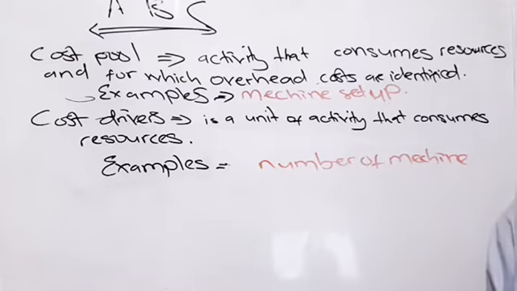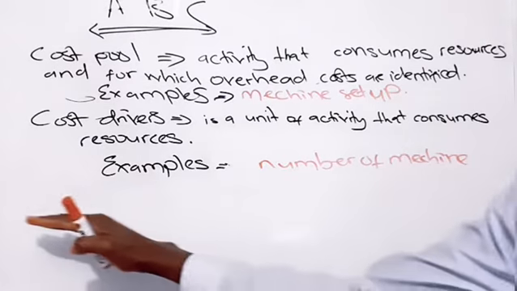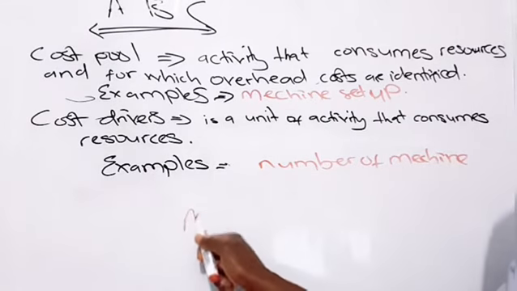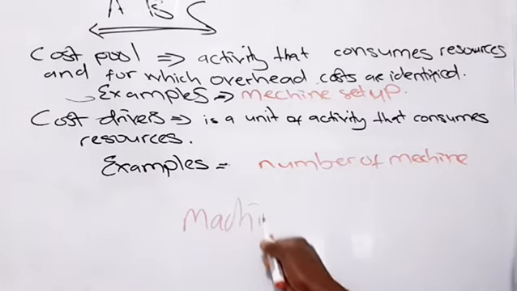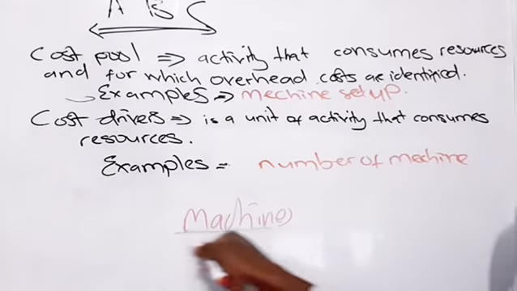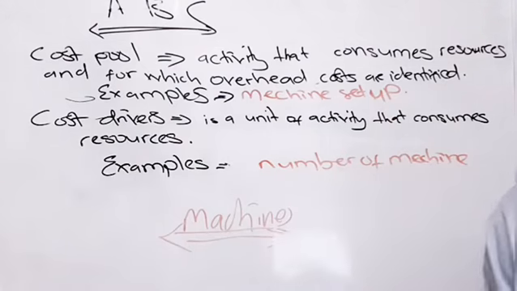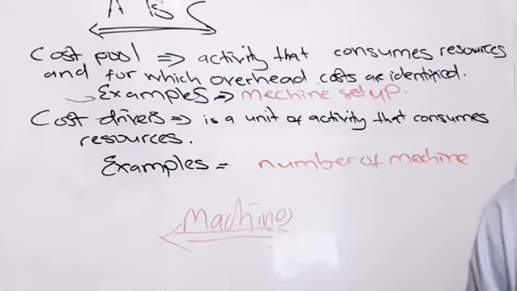Another one: the cost of running machines will be driven by the number of machine hours for which the machines are running. If you look at the overhead, the cost of running a machine, what is driving those costs forward? It's the machine hours. Because if the machines are off, there won't be many costs running. Very key.